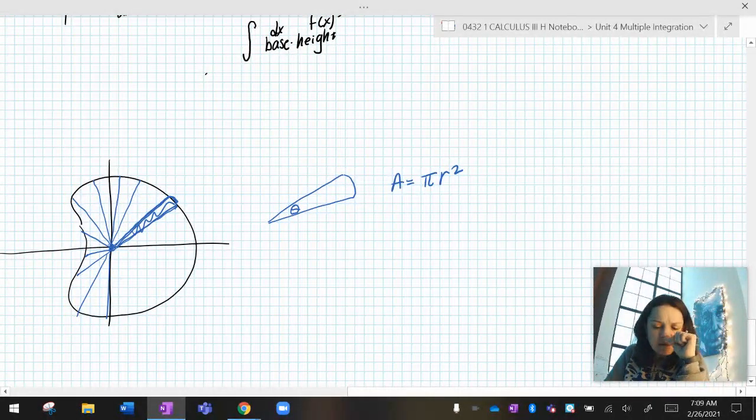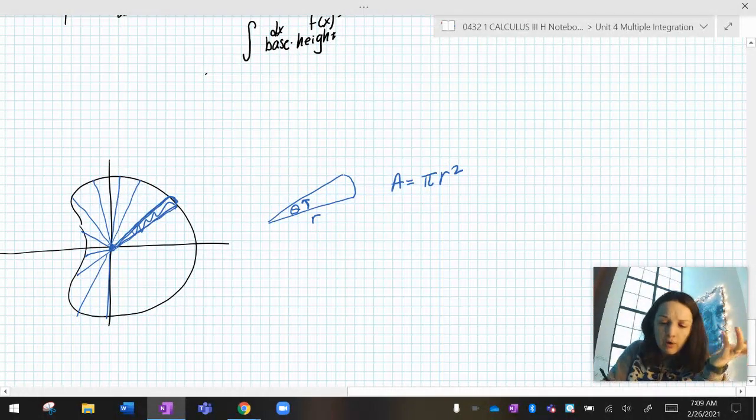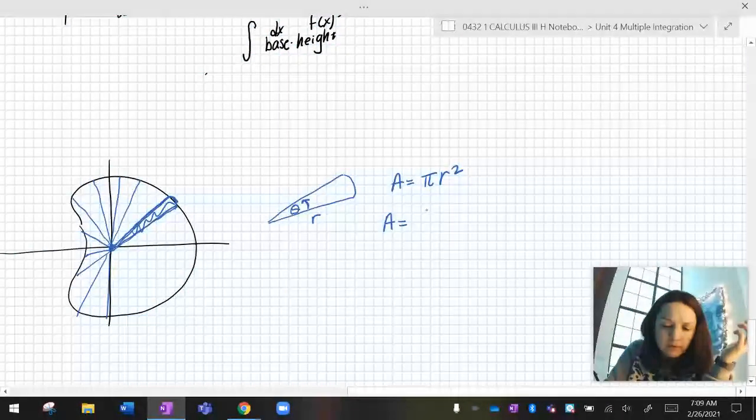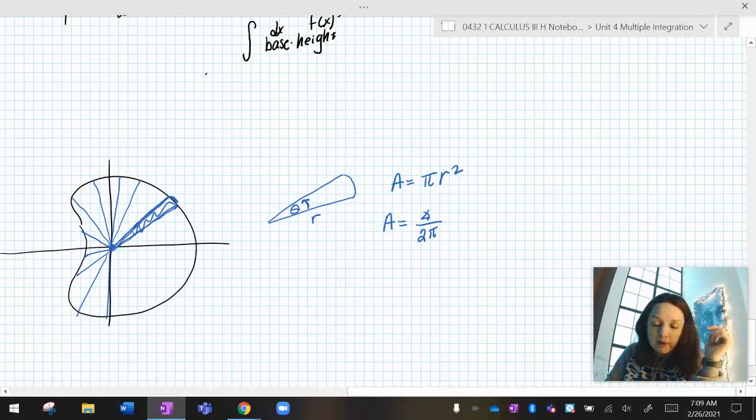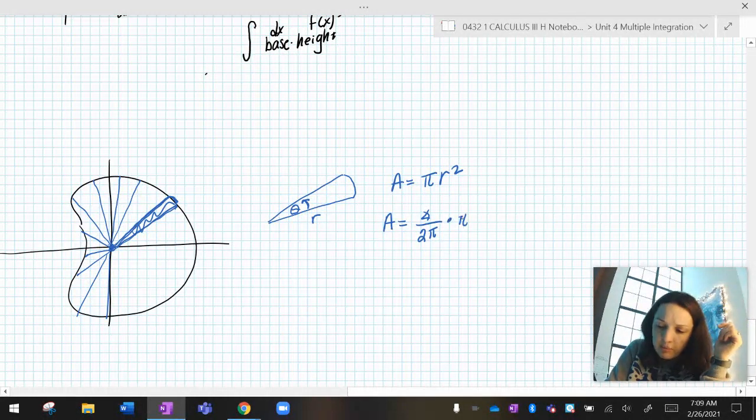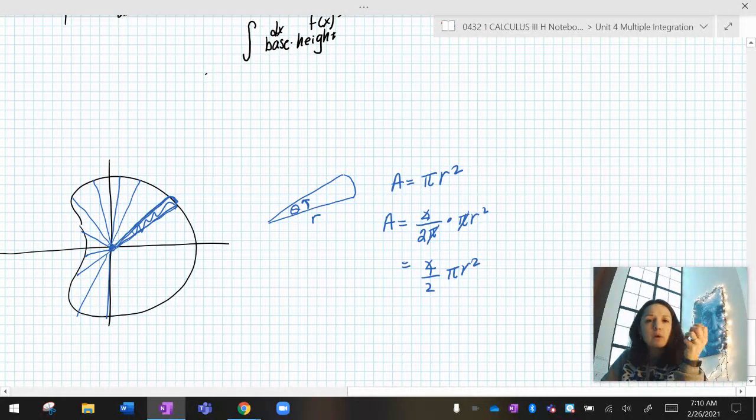And if I want a piece of the circle with a radius here and an angle there, the area of a sector of a circle is going to be angle over 360, but 2 pi because we're in calculus, times pi r squared. That would give me the fraction of the circle I want. And these will cancel, and so I'd really have the angle divided by 2 times pi r squared.